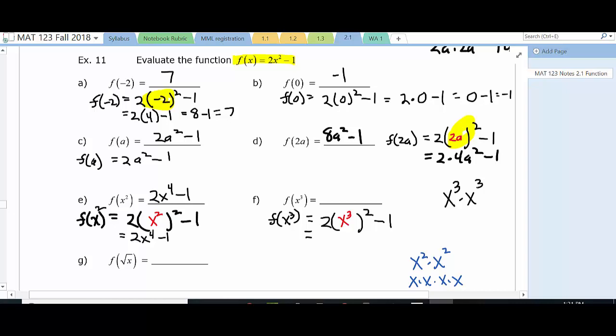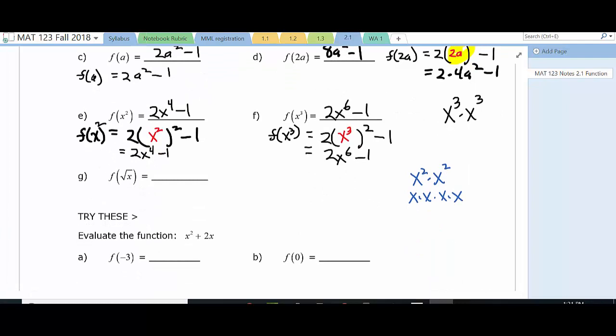And if you don't know this from your background, it'll start popping up. Anytime you take a power to another power, you multiply. That's 6. So you would end up having 2x to the sixth, and then minus 1 like that. Those are the little things you're going to see with basic algebra skills with exponents and so forth. So you want to make sure you review that a little bit.